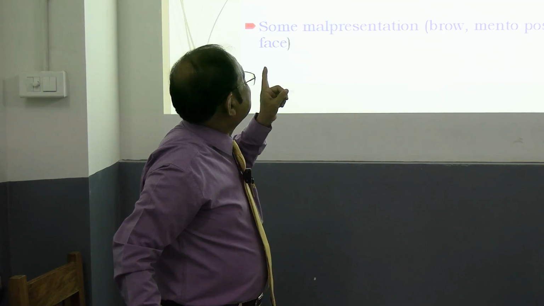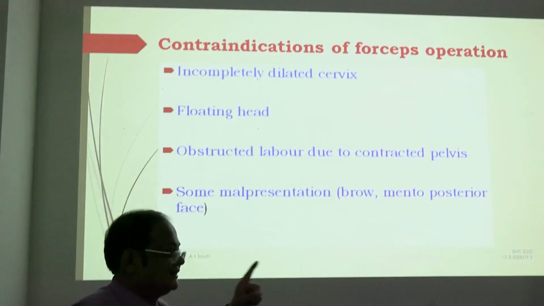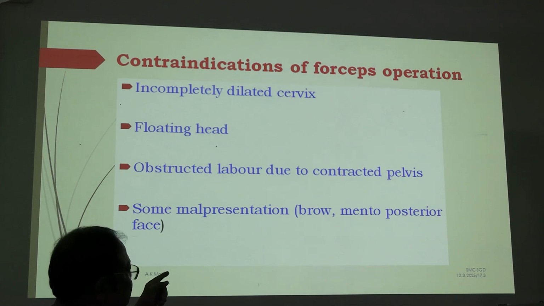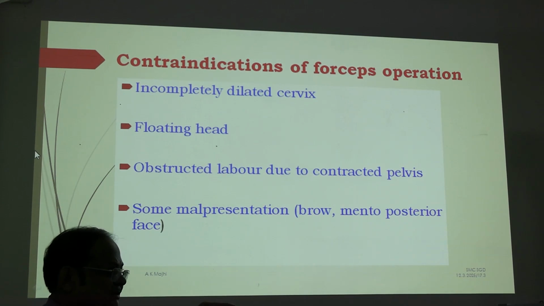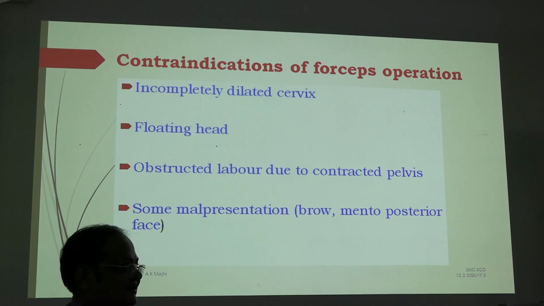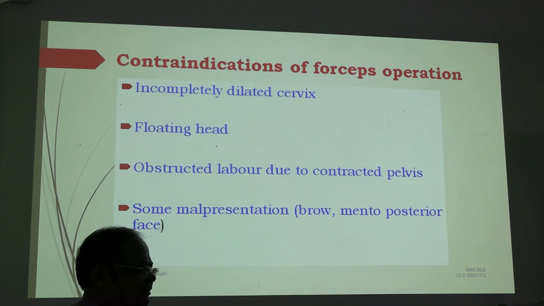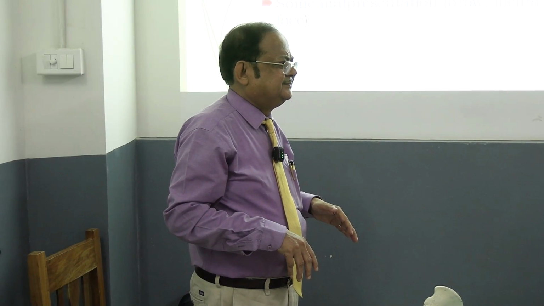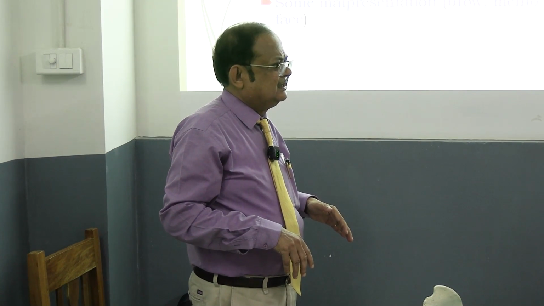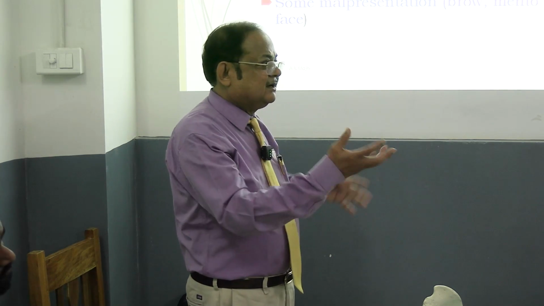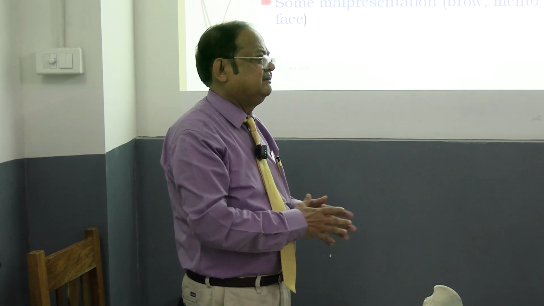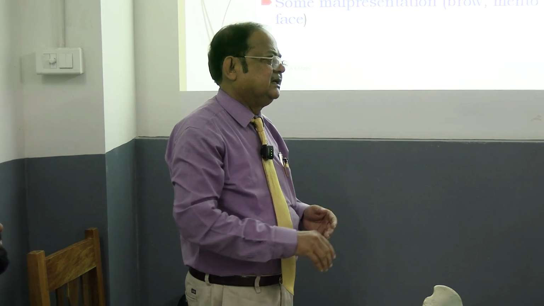তারপরে contraindications of the forceps, কখন দেবে না? যদি ইনকমপ্লিট ডাইলেটেড হয়, মাথা উপরে থাকলে দিতে পারবে না, obstructed labour যদি থাকে, some malpresentation। শোন, বল contraindication, পড় এটা। অবস্ট্রাক্টেড লেবার হলে ফরসেপসে বেরোবেই না, সিজার করতে হবে, তাই না? ব্রো প্রেজেন্টেশনে নর্মাল ডেলিভারি সম্ভব না, মেন্টো পোস্টেরিয়রে ভ্যাজিনাল ডেলিভারি সম্ভব না, তাই না?